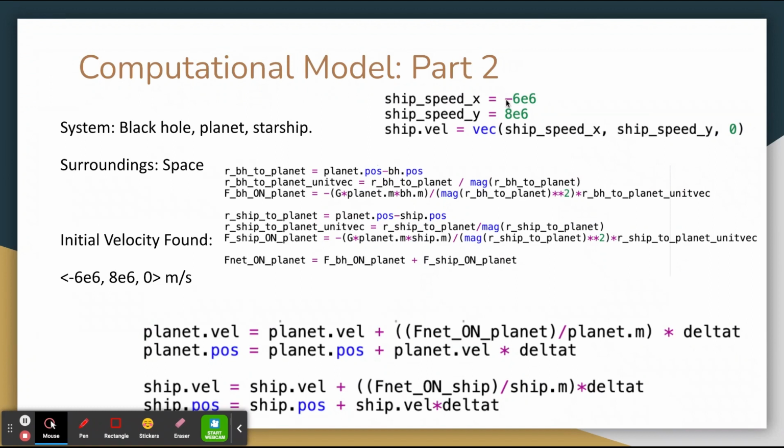So, playing around with the velocities in the x and y direction, I found that these 2 values were probably the best values that I could find, so that the starship wouldn't crash into the planet nor get sucked into the black hole. There are sources of error in this because we don't know exactly what would be the best velocity in the x and y direction, but as I played around with it, these are the ones that I found that work.